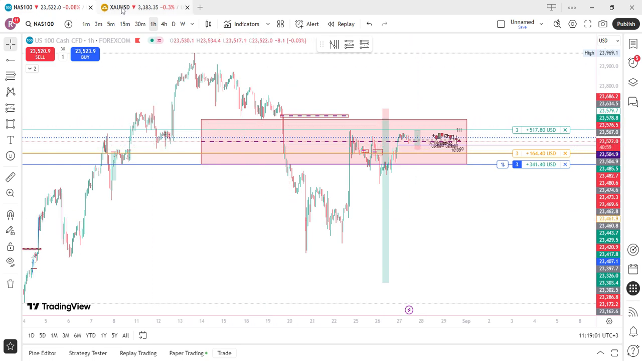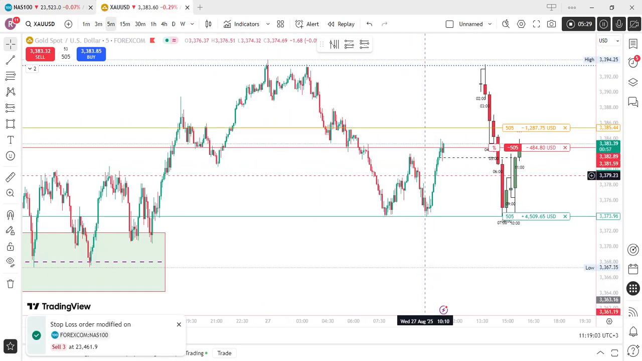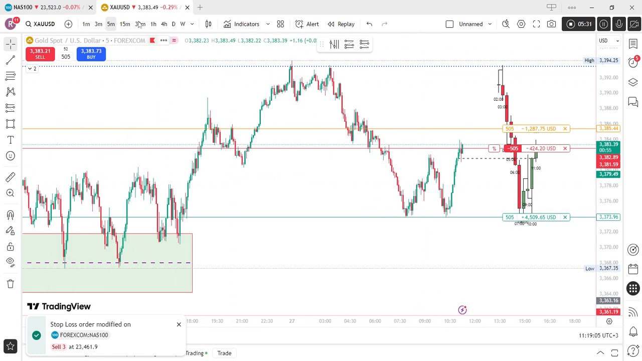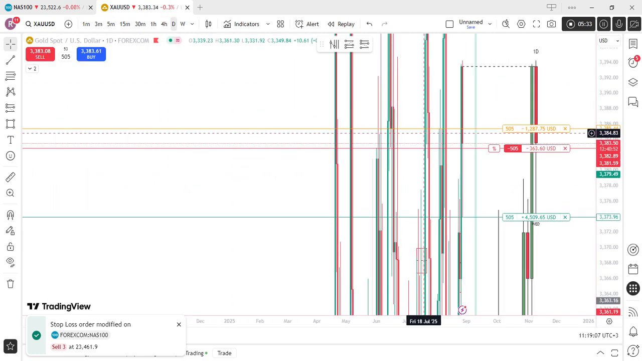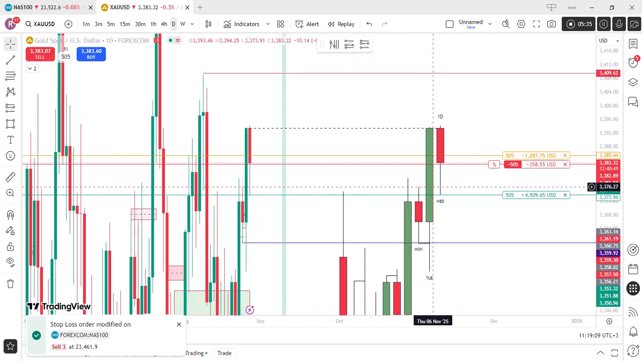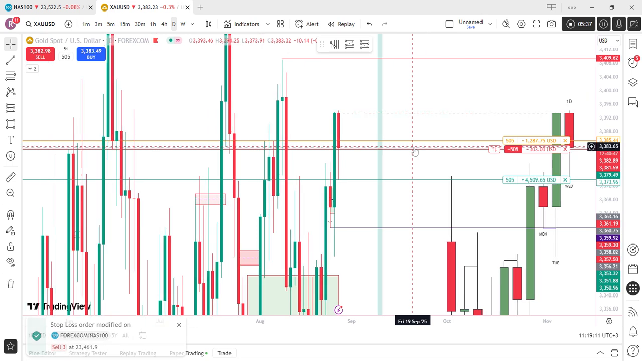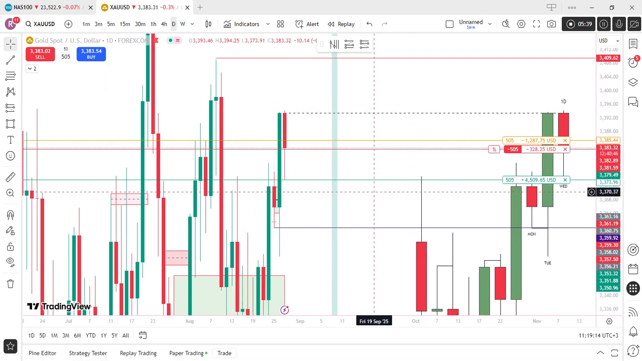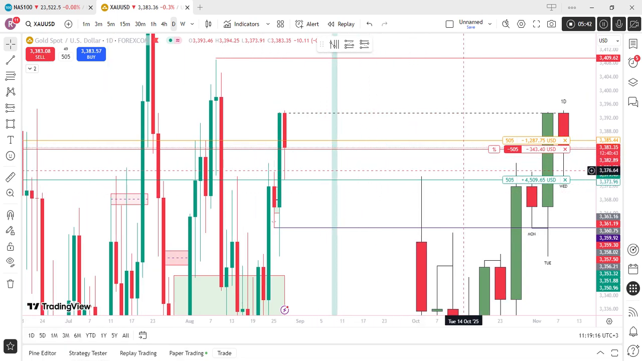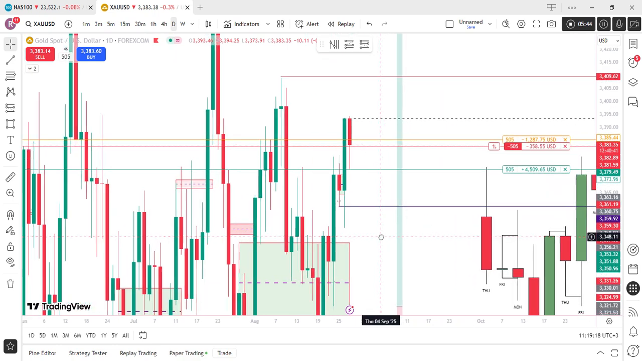Now, that being said, let us go on gold. On gold, we are apparently very bullish. We are very, very bullish. So somebody might be wondering why am I even thinking of selling gold, yet we are very, very bullish. I know.